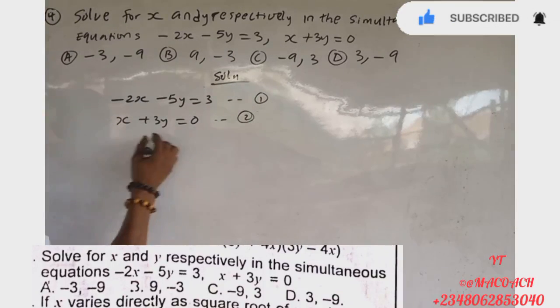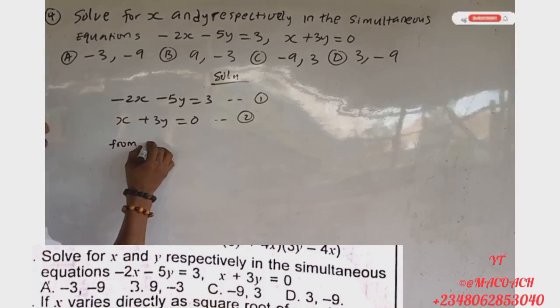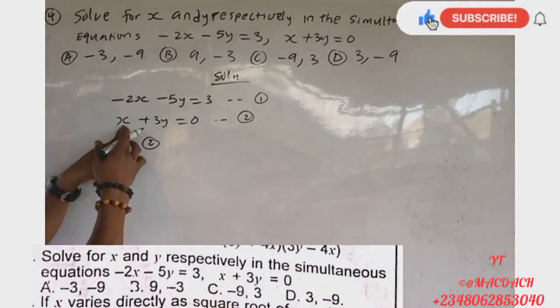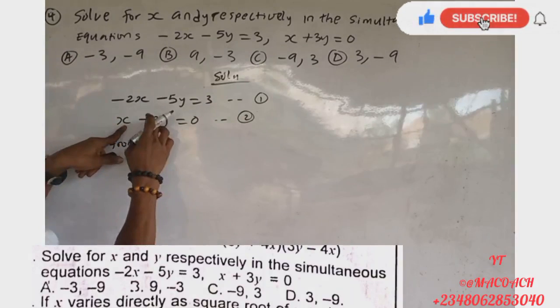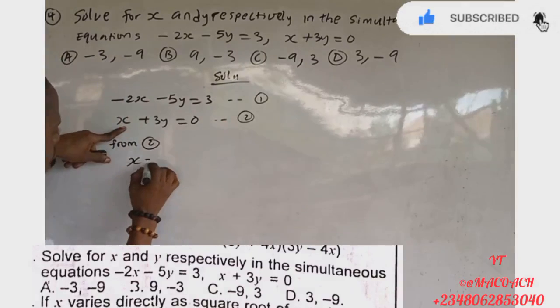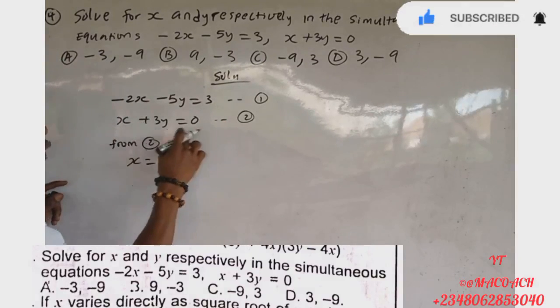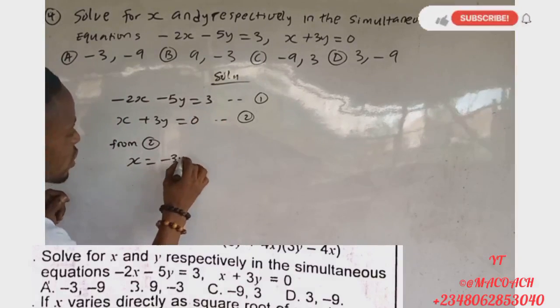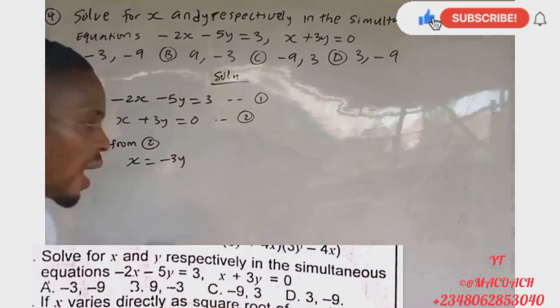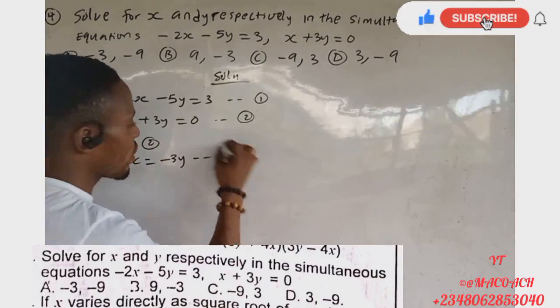Okay, so from this equation 2, we want to make s the subject. So if you make s the subject from this place now, this plus 3y will go to this place. That will be our s now becomes, this plus we change to minus when it comes here, that's a minus 3y. Okay, so s is equal to minus 3y. So let's call this one equation 3.